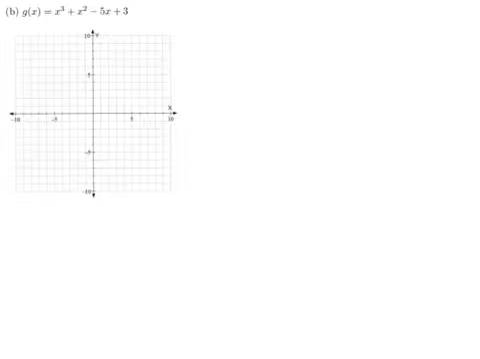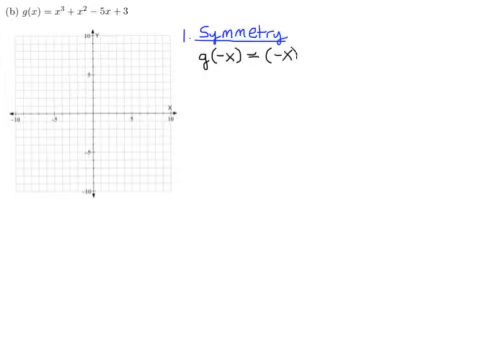And remember, the first step is to check for symmetry. To check for symmetry, we take our original function, it's named g, and we plug negative x into it and see what happens. So what we are going to end up with is the following. Negative x quantity cubed plus negative x squared minus 5 times negative x, and then plus 3 on the end. And then we'll go through and simplify, and we'll see what happens to the sign on each of our terms.